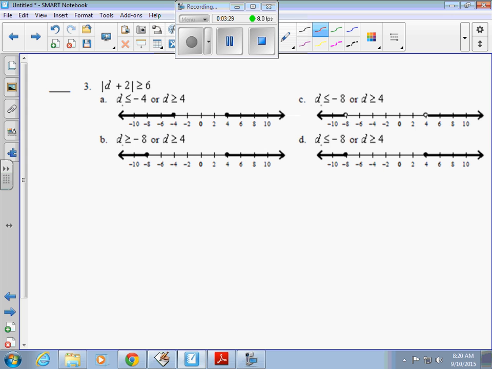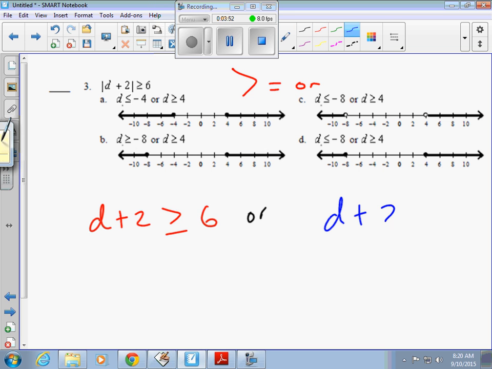Number 3 says the absolute value of d plus 2 is greater than or equal to 6. Okay, we have ourselves a greater than one. Remember, greater than means or. So d plus 2 is greater than or equal to 6. Notice we didn't do anything with that one except take off the absolute value symbols. The other one is going to be or. d plus 2, nothing changes with that. We're going to reverse the symbol, make it say less than or equal to, and we're going to change 6 into negative 6.